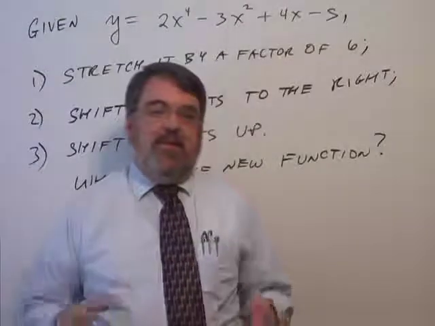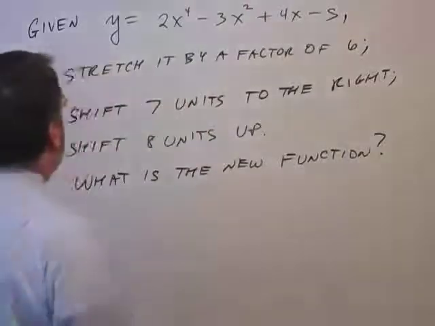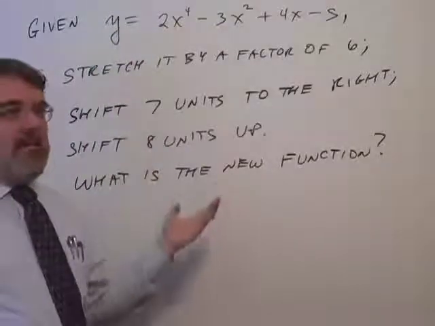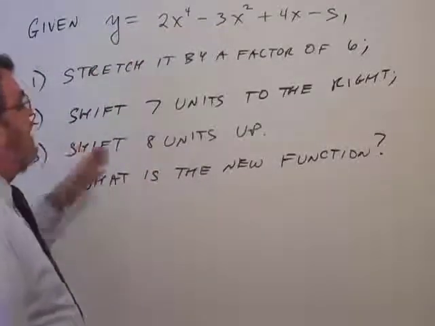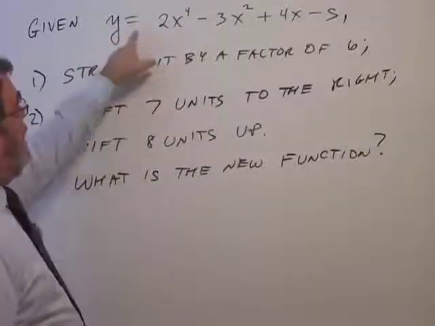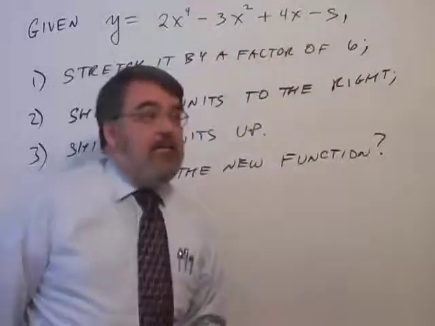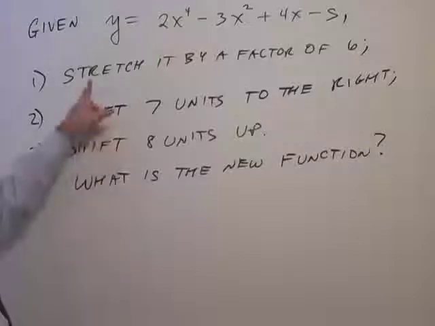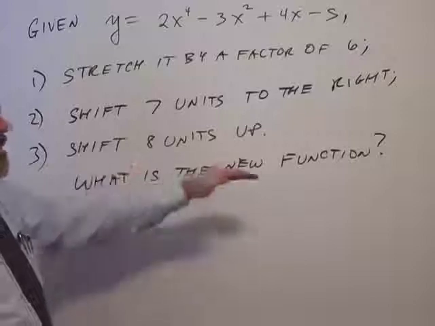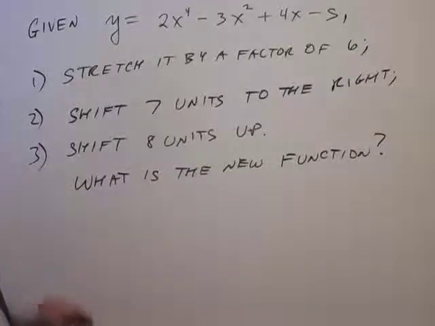Here's the last of the three types of problems I want you to be able to work. Given this function, and functions can be written as f of x or g of x as well, but in this subject I tend to just write them as y. Given y equals 2x to the fourth minus 3x squared plus 4x minus 5, do the following. Stretch it by a factor of 6, shift it 7 units to the right and 8 units up. What is the new function?